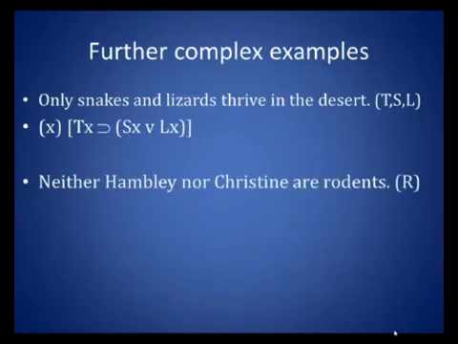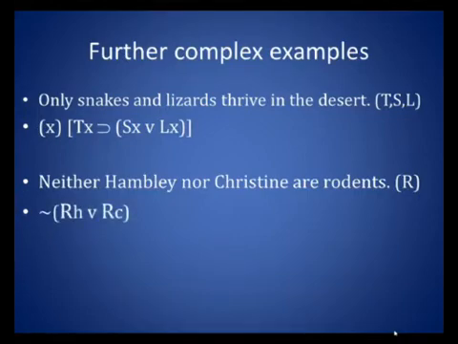Let's look at another one. Neither Hambly nor Christine are rodents. R is my predicate symbol, standing for rodent. Hopefully, if you take a moment to look at this, you'll realize that Hambly and Christine, particularly since they're capitalized, this is a helpful indicator, must be singular statements. In other words, they are a statement about a person, place, or thing. In this particular case, Hambly and Christine are both people. So this is not a universal, nor is it a particular or existential statement. It is a singular statement.